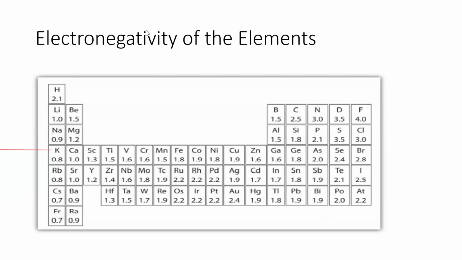Okay, sir. But then the numbers there, they are the same. For the numbers, they are for each of the elements. For example, if you take hydrogen, it doesn't change. You cannot calculate the electronegativity of hydrogen. It is assigned to it.